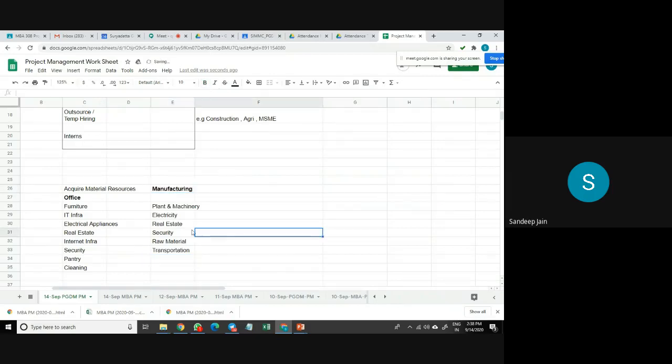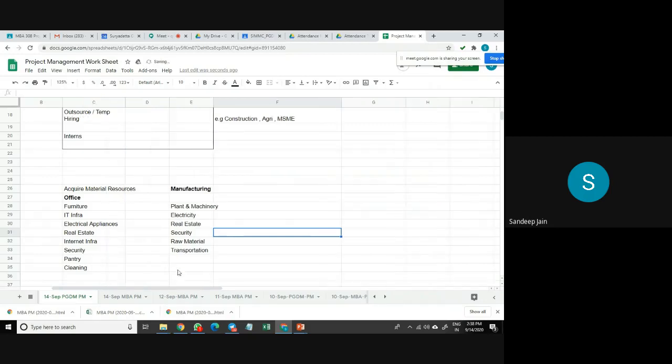So now, how do you acquire all of these? Some of them are recurring, some of them are non-recurring. That is one of the characteristics of capital expenditure versus operational expenditure, which is called capex versus opex. We are not going into the differentiation, but how you can acquire this.